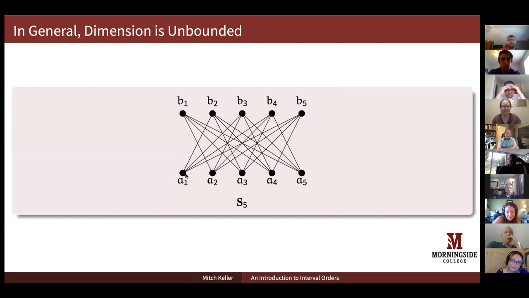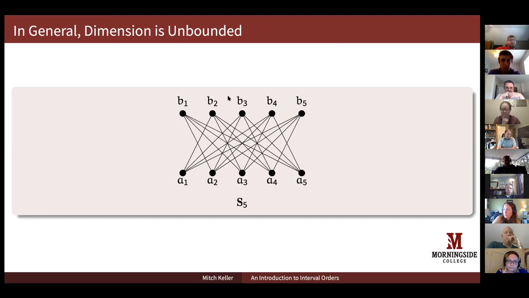Notice that the only incomparabilities are between A's and B's. Well, the only incomparabilities between A's and B's are the ones where the subscripts match. The same, yeah. Okay, so I have all of them except A1 and B1 and A2 and B2. So it's not hard to put all the A's at the bottom and all the B's at the top, right? That would be a linear extension.